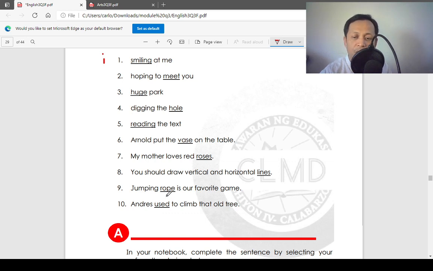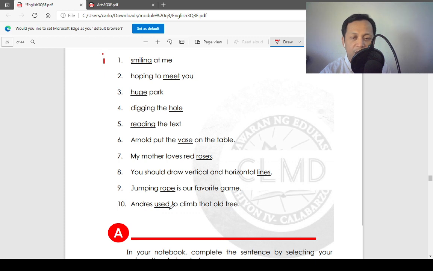Number 9, rope. The underlined word here is rope. Jumping rope is our favorite game. Again, jumping rope is our favorite game.